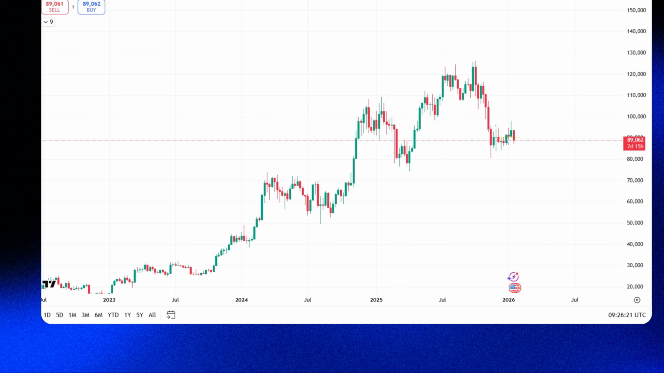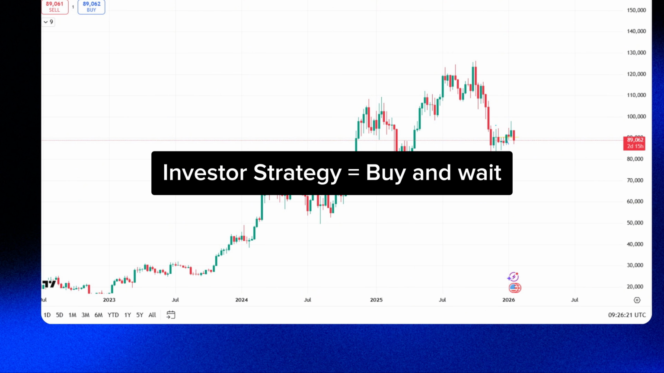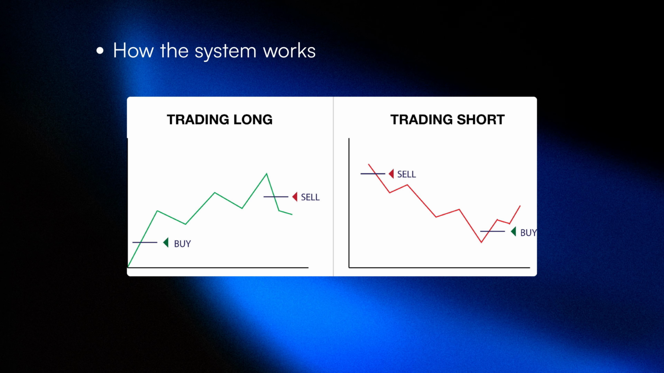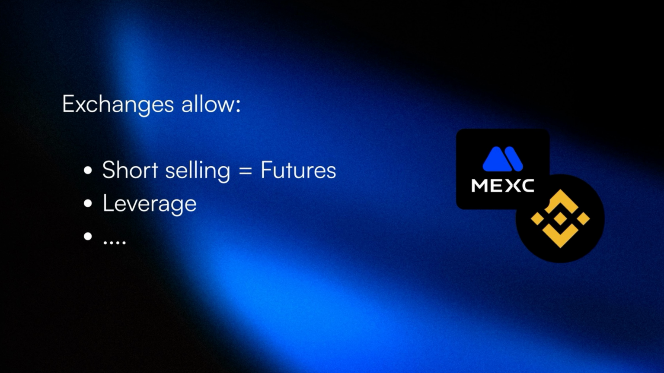Now here is the thing. Us as traders, we do not operate the same way as investors. Investors can only buy and wait for the price to go up, so they can sell for profits. But traders can short the price, which means I'm gonna sell at the top, and buy back at the bottom to make profits. And you will probably ask yourself, how is this possible? It is possible because exchanges allow traders to do that, and that's what we call futures.